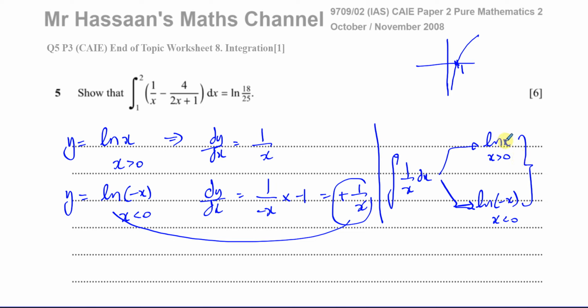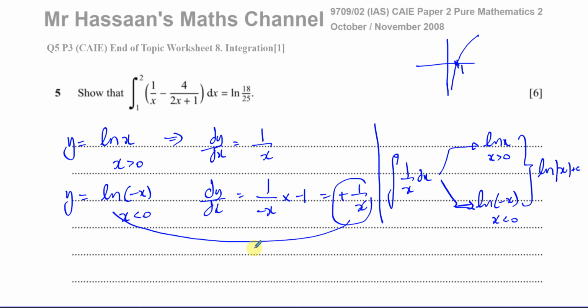Okay, so when x is greater than 0, we'll have ln of x, and when x is less than 0, you have ln of negative x. This is basically the same thing as saying the ln of the modulus of x. And then of course we have to put plus c at the end. So we can see here that these two possibilities can be written in one statement.